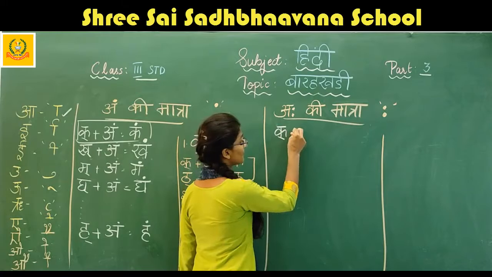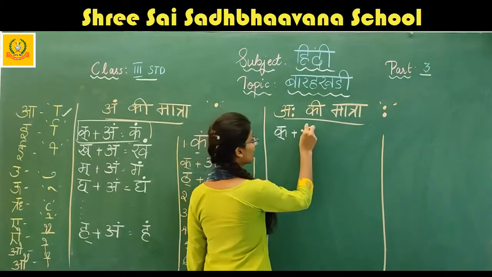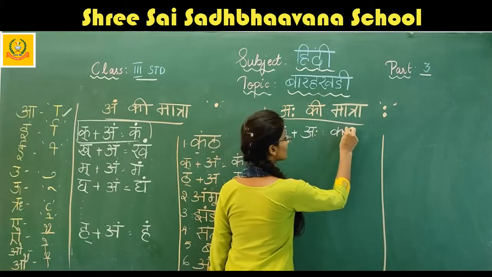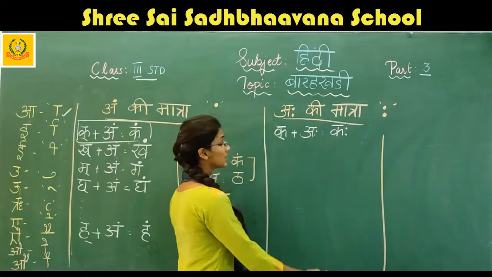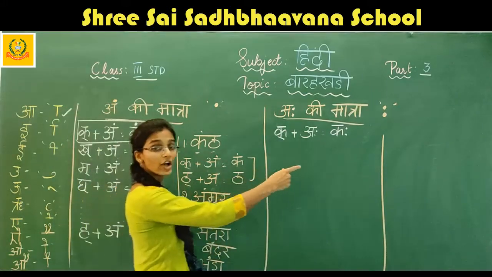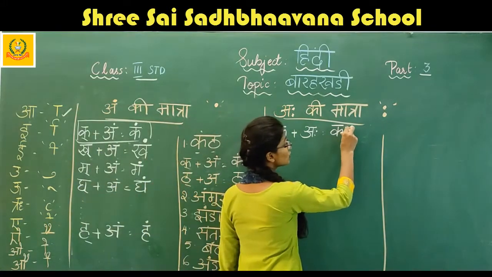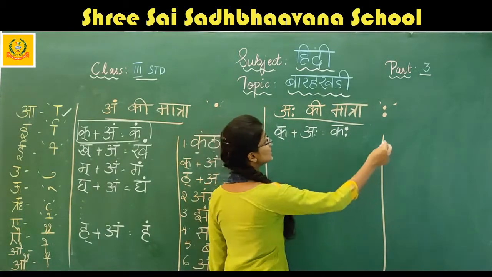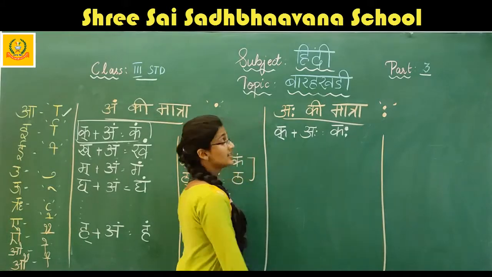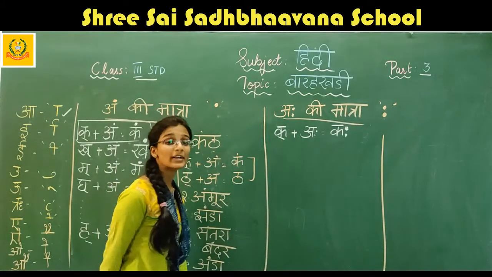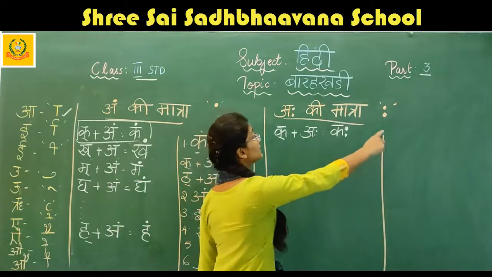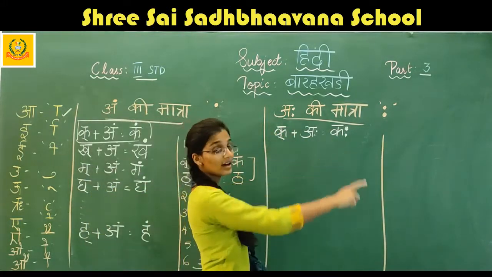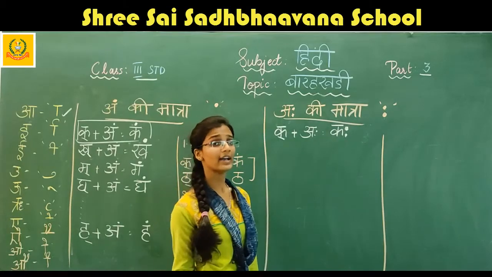Ka plus, what is the matra? Aha. Ka plus aha gives you kaha. Here you got come, here you got kaha. Kaha has 2 dots. Can you see? Yes, I have written big so that you'll be able to see. See here, you have 2 dots, isn't it? Here we had only one dot, that is come. Next we learned kaha. Aha has one dot, aha has two dots.